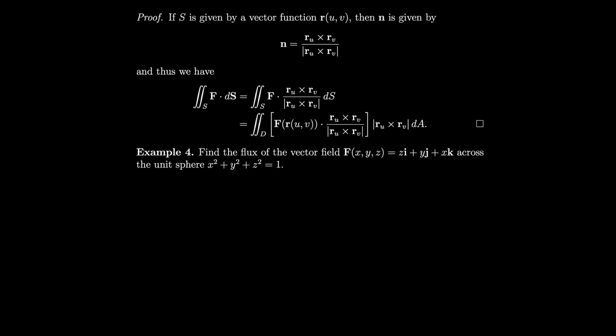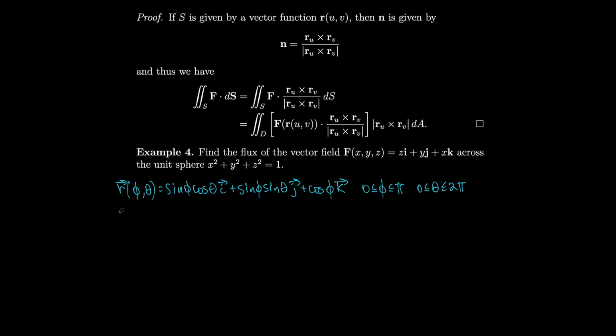So we need to first parametrize our surface in order to do this. We'll parametrize our unit sphere the same way we did in example 1. So we'll get that r of phi, theta is equal to sine phi cosine theta i plus sine phi sine theta j plus cosine phi k. And again, phi goes between 0 and pi, and theta goes between 0 and 2 pi.